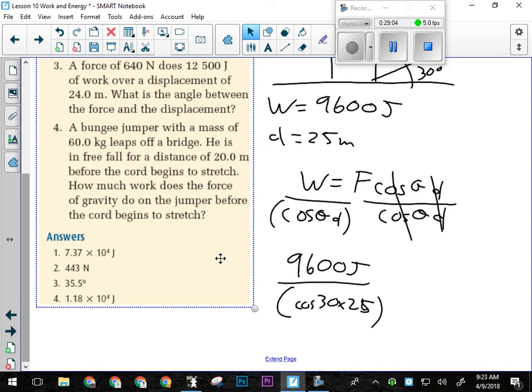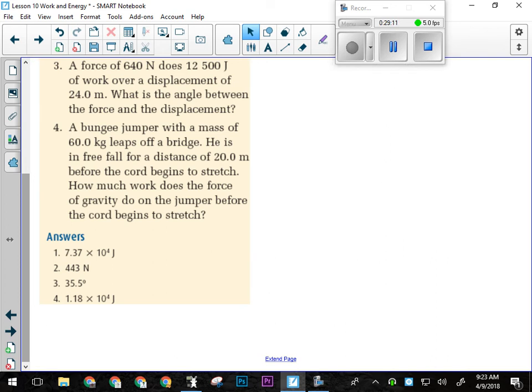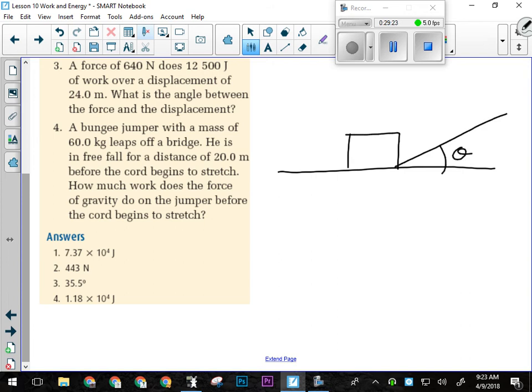All right, how many people are done number 3? Do we need to go over number 3 as well? Yes. Okay. So on number 3, we're told the force is 640 newtons and it's doing 12,500 joules worth of work over a displacement of 24 meters. So what we don't know is what theta is. We know this is 640 newtons, the work done is 12,500 joules, and that is over 24 meters. So we're just looking for what theta is.